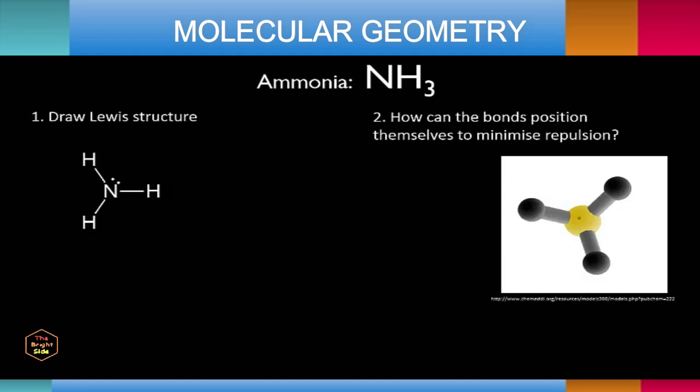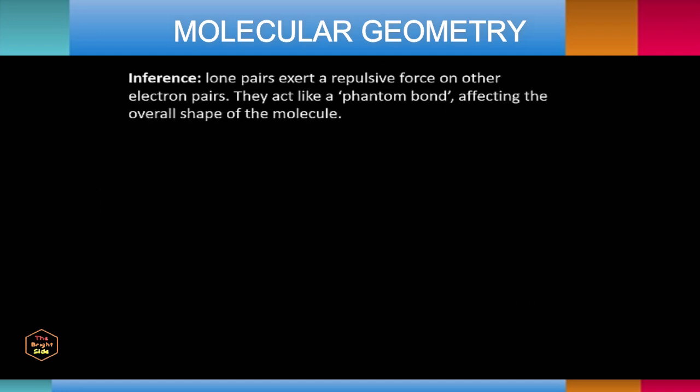It's trigonal planar. But when you do crystallography on ammonia, you find out that actually the shape of its molecules is like this. So what's going on? Well, the main thing that differs between boron trichloride and ammonia is that the ammonia has a lone pair on the central atom. Could that make a difference? Well, the answer is yes, it can.